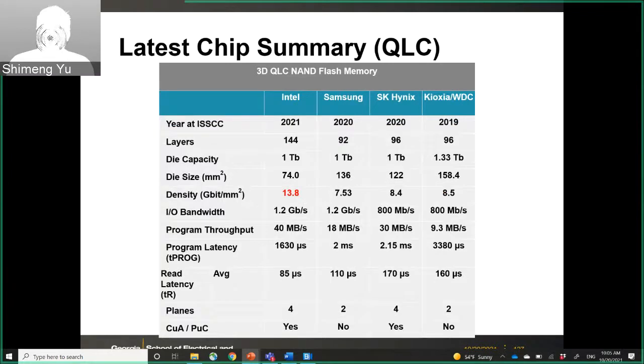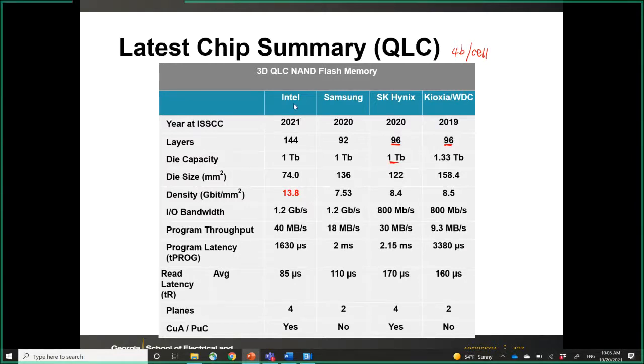One more slide on the QLC. This is 4 bits per cell, and all the major companies offer that option as well. But this data was from 1 or 2 years ago, so the number of layers is around 96. Since we have one more bit in the cell, the capacity can still achieve 1 terabit, even though you have fewer layers. Each cell can store one more bit, so you can still reach terabit per chip.